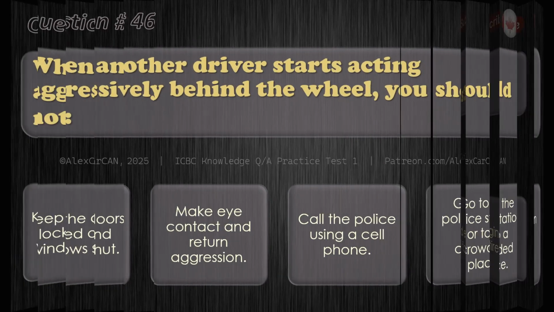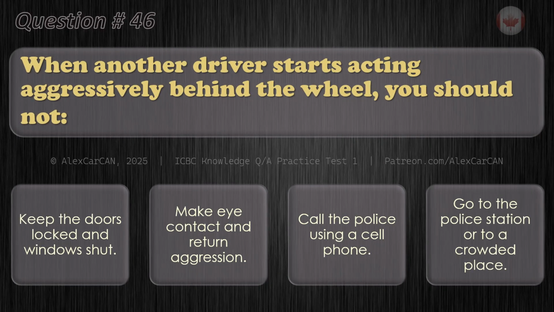Question number 46. When another driver starts acting aggressively behind the wheel, you should not keep the doors locked and windows shut. Make eye contact and return aggression. Call the police using a cell phone. Go to the police station or to a crowded place. The correct answer is make eye contact and return aggression.